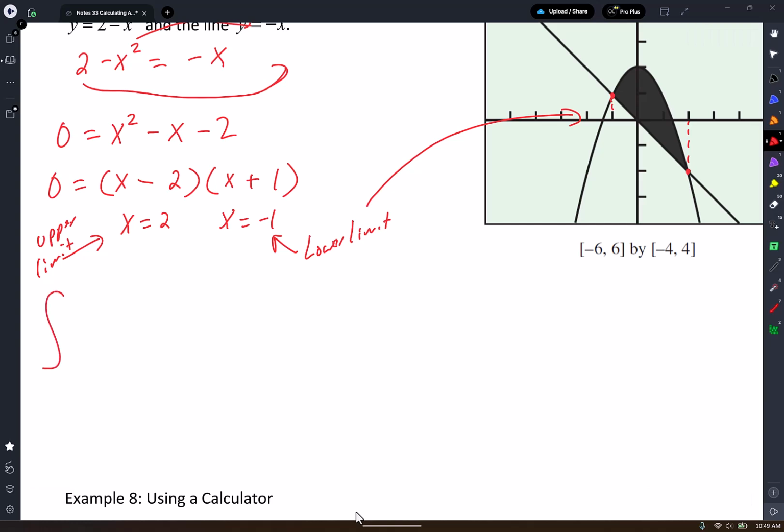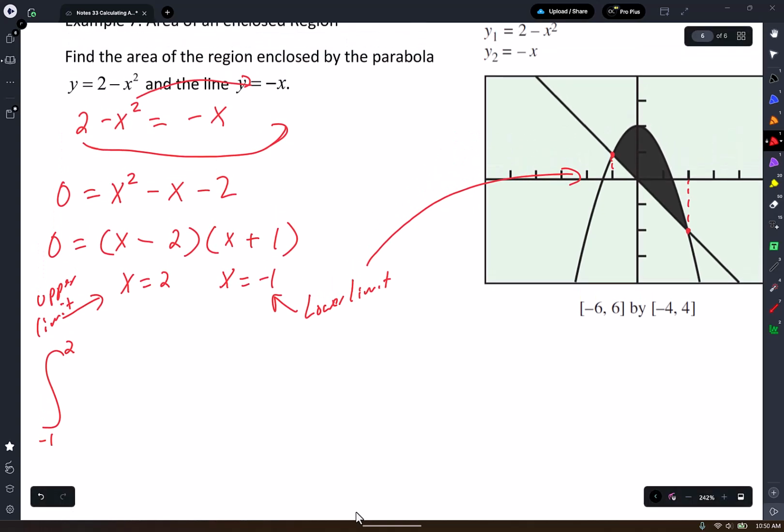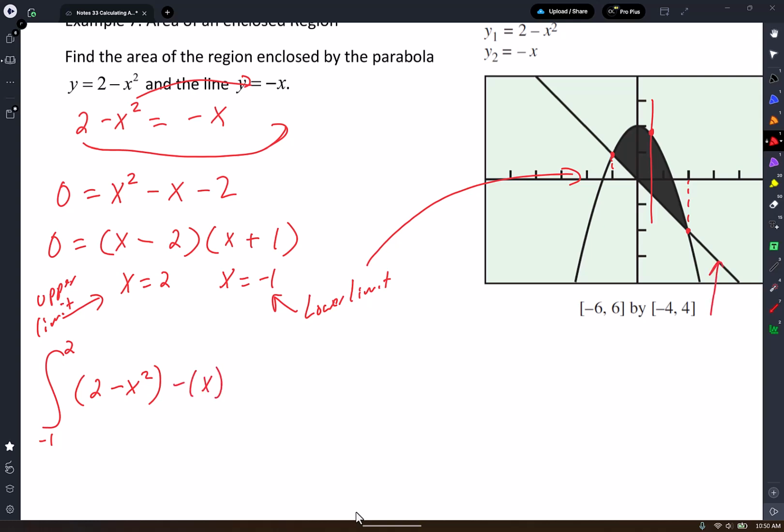Okay, here we go. Integral from negative 1 to 2. Now what? Which one's on top, the parabola or the linear line? The parabola. So I'm going to write it out for now: 2 minus x squared. And then which one's on bottom? Minus negative x. Or else I would have gotten a wrong answer. And don't forget your differential.